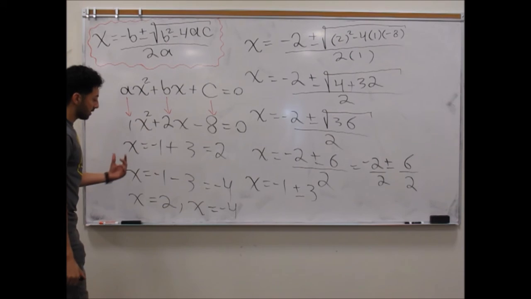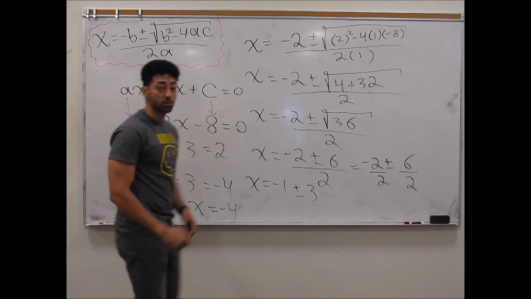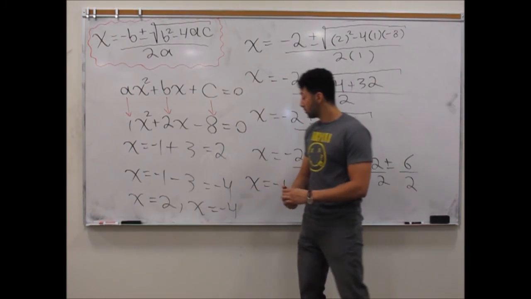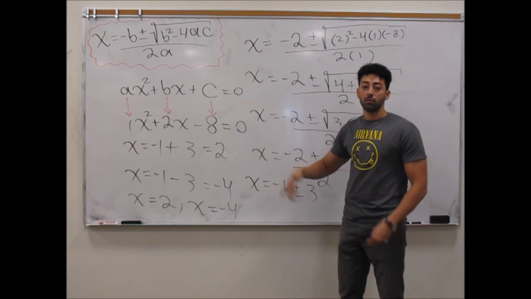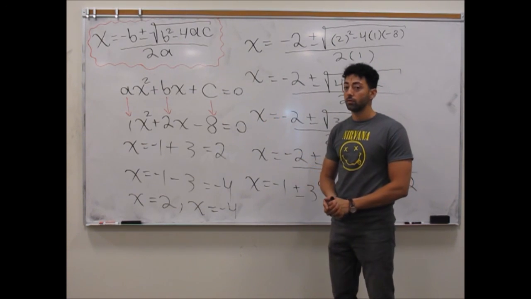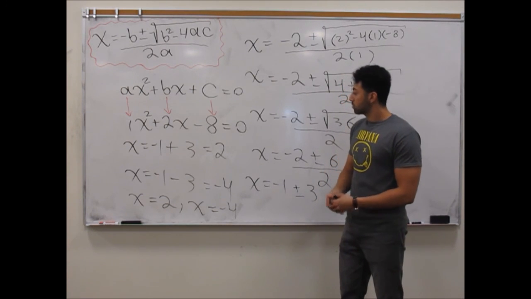So notice that we got 2 real solutions and they were rational, which means that we could have factored this instead of doing the quadratic formula. But this was a good example.